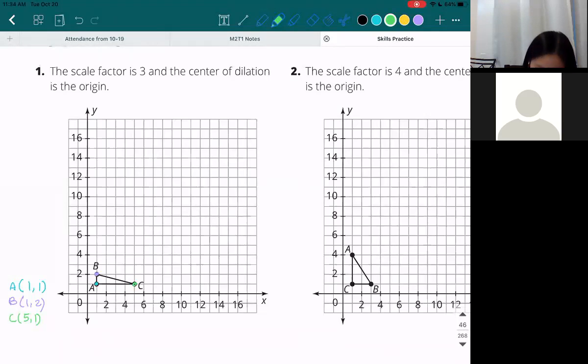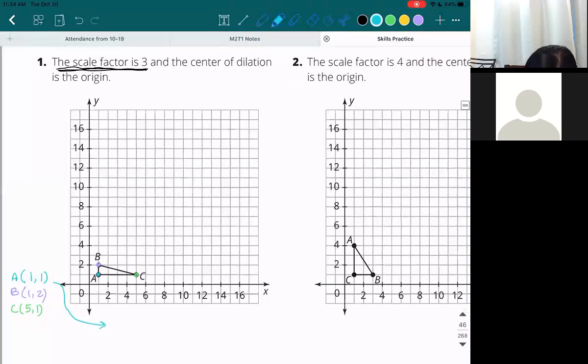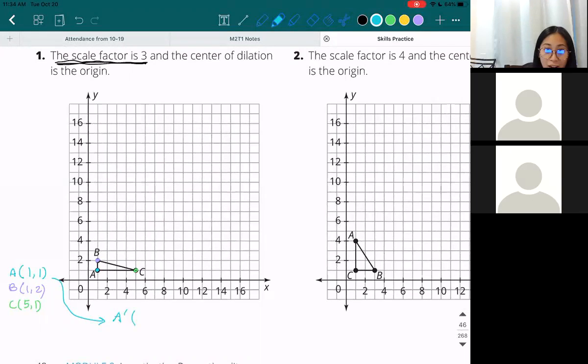Okay, interrupt me if you do have a question, but we're going to now apply our scale factor. So the scale factor is 3, which means we're going to multiply everything by 3. To get to A prime, over here. Miss Jade, so each pair is going to get multiplied by 3?